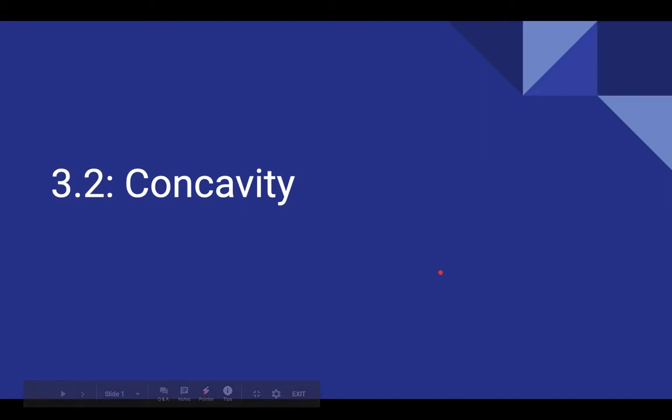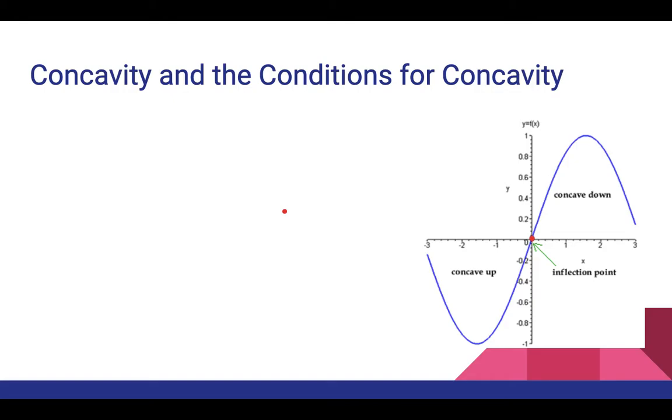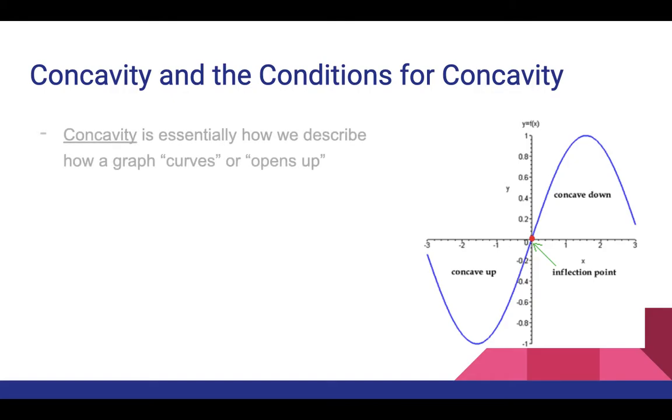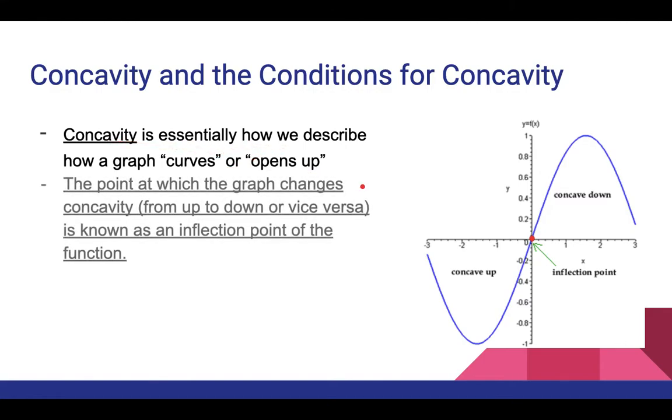So in this section, we'll look at how we can use the second derivative to determine another key feature of a function's behavior known as concavity, a topic of 3.2. So concavity and the conditions for what it means for something to be concave. Concavity describes essentially how a graph curves or opens up.